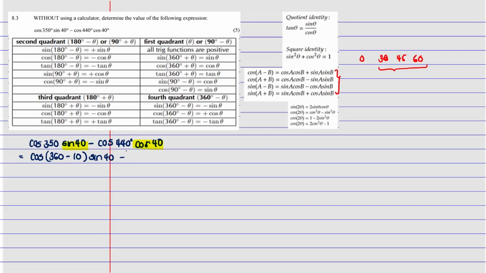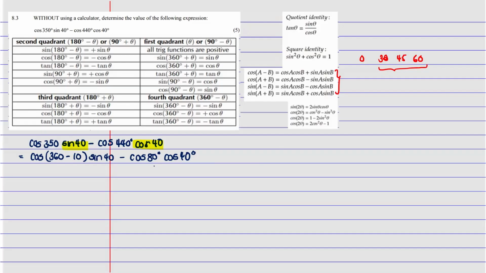So if you say 440 minus 360, you're going to get 80, right? So you're just going to reduce that. This is going to be the same as cos 80 degrees. Whenever something is greater than 360, you take that number, subtract 360, and whatever is left, you rewrite as the new number. Does that make sense? And this is going to be cos 40 degrees. Does that make sense? How we got this 80. Yes, ma'am.